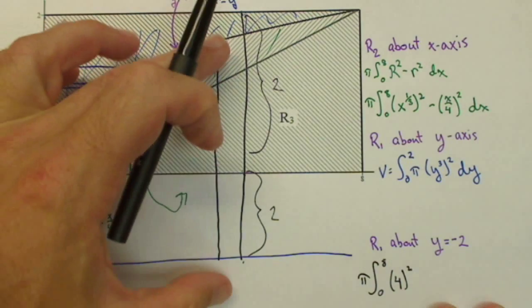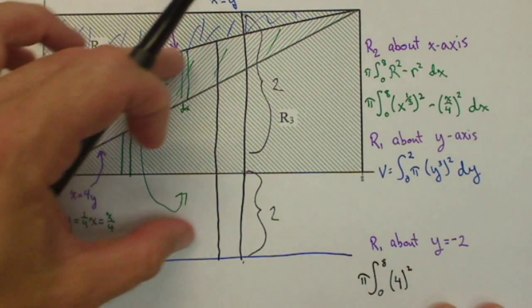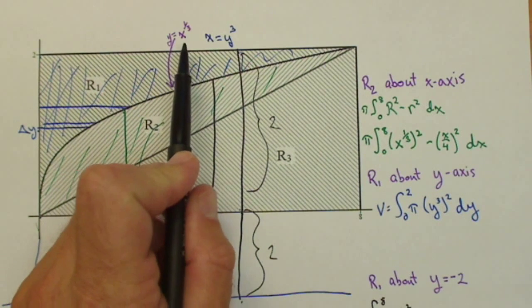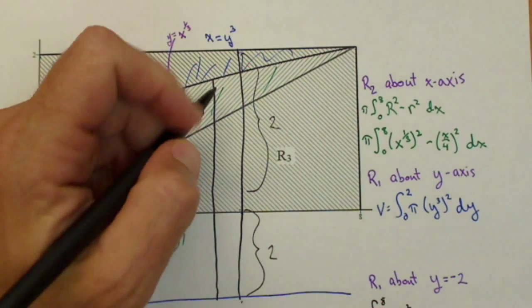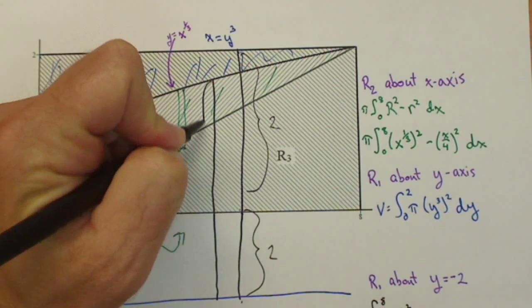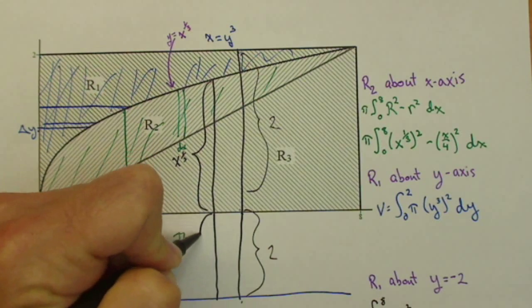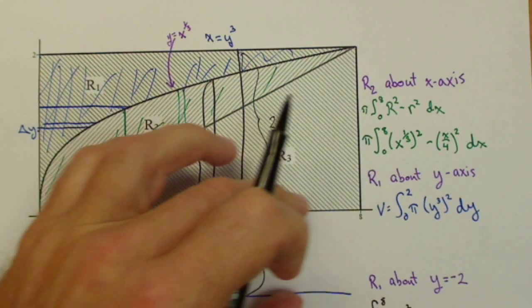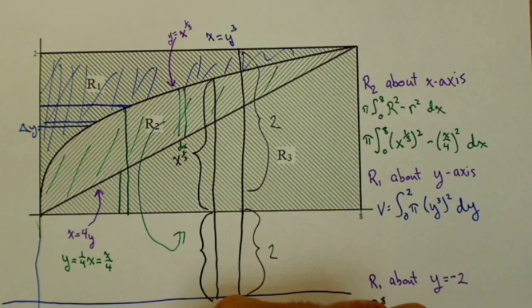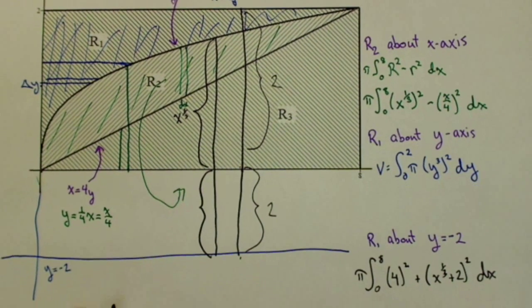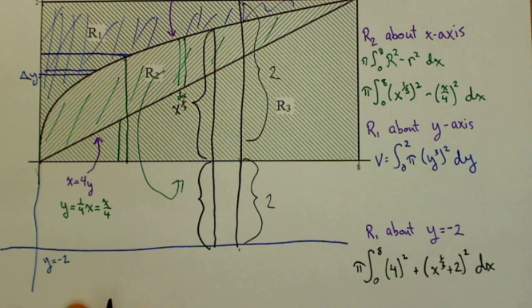This smaller radius, now this one varies depending on where we are. And it was the function y equals x to the 1/3. But x to the 1/3 only covers us up to here. We still have 2 more units, and that 2 is always going to be the same. So our small radius is going to be x to the 1/3 plus 2, the quantity squared, dx. And so there are our 3 definite integrals.